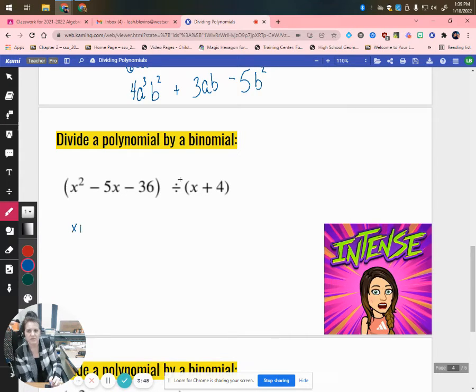Later on, I'm going to teach you a different way to do it, but today we're going to use long division. So we're going to write this out like it's a long division problem. x squared minus 5x minus 36. All right, so in long division, we're looking at term by term.